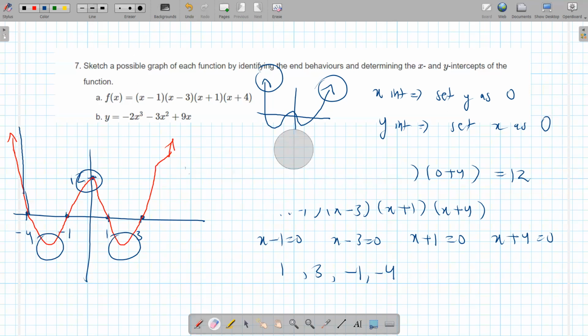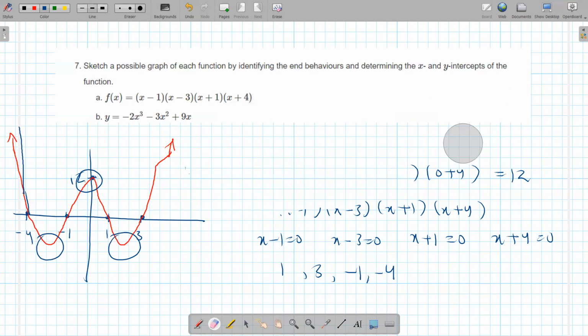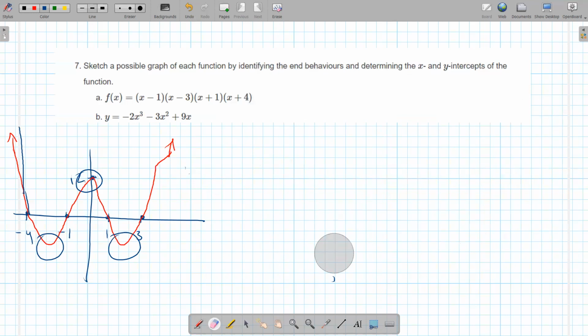Okay, so for an odd degree polynomial, so what I mean by odd degree, like y equals x, for example x, x cubed, x to the fifth, yeah? Turning points. So it's either 0, okay?